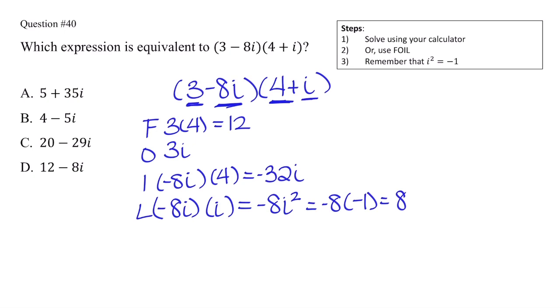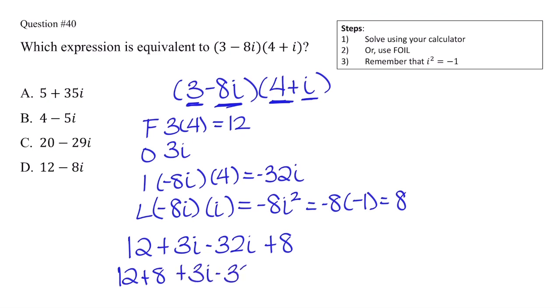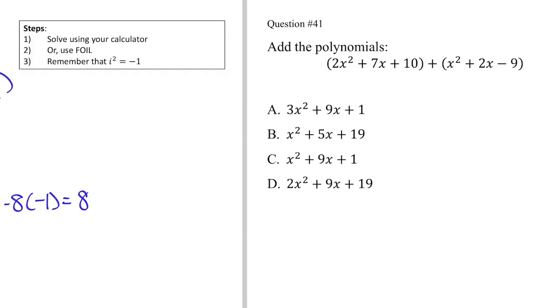So now what we're going to do is we're going to add up all our terms. So we have 12 plus 3i minus 32i plus 8. So I'm going to put the 12 and 8 together because those are like terms that'll combine. And I'm going to put my plus 3i minus 32i together because those will combine. 12 plus 8 gives me 20. 3i minus 32i gives me minus 29i. Okay, so 20 minus 29i is going to be C, which is the solution to this problem.